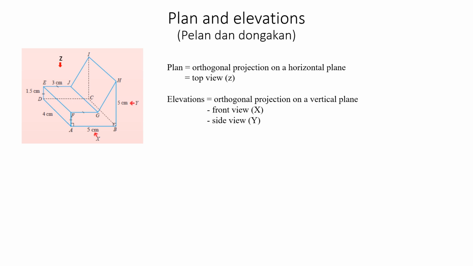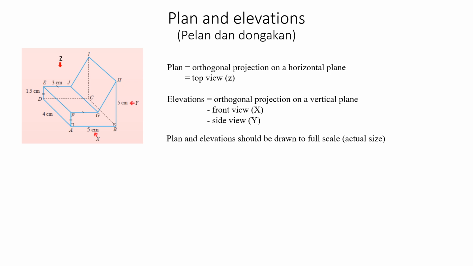Plan is orthogonal projection on a horizontal plane, which is a top view, in this example, view from Z. And elevations is orthogonal projection on a vertical plane, which is the front view as viewed from X and side view as viewed from Y. Plan and elevations should be drawn to full scale, which is the actual size.